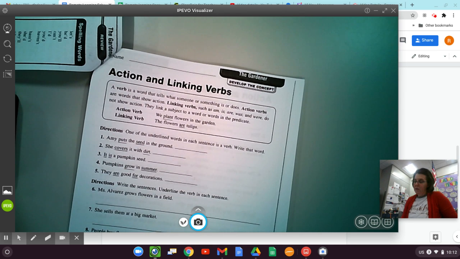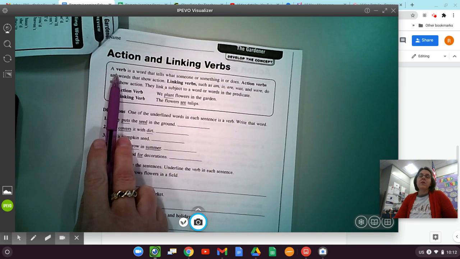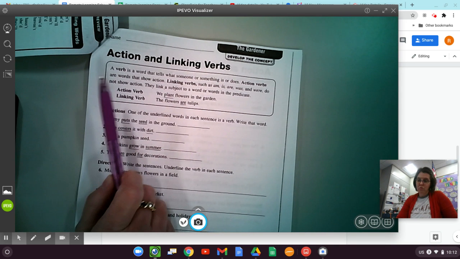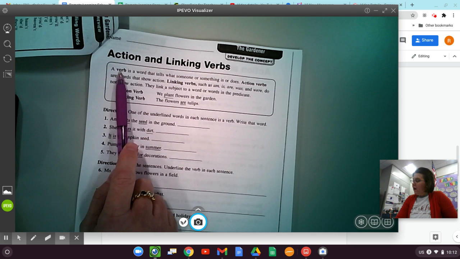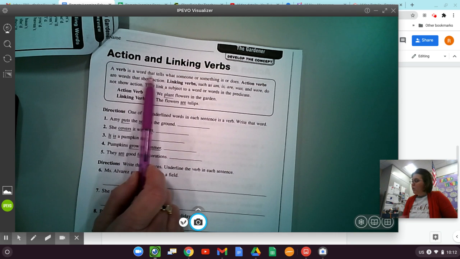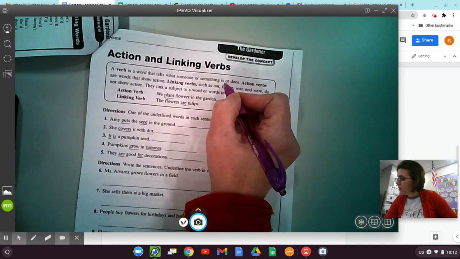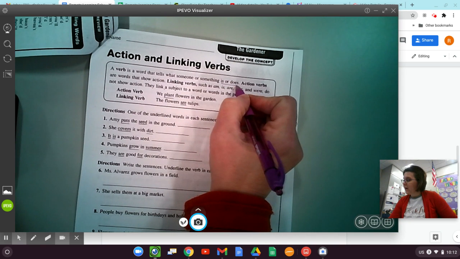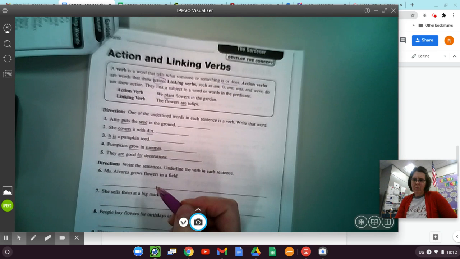So let's just take a peek up here. So we've talked about nouns. Nouns are a person, place, or thing. A verb shows action, shows what somebody is doing. So let's just read through this. Follow along with me, please. A verb is a word that tells what someone or something is or does. Action verbs are words that show action. So we've talked about those before.